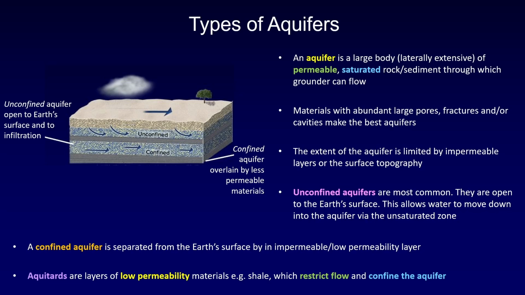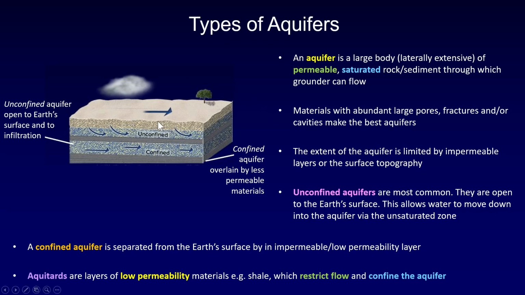Now, aquifers come in two kinds. There are unconfined aquifers and confined aquifers. So let's begin by looking at an unconfined aquifer. Now, this is the most common type. They are open to the Earth's surface and they will typically have an impermeable layer beneath them. That's what helps to keep the water actually within the aquifer.